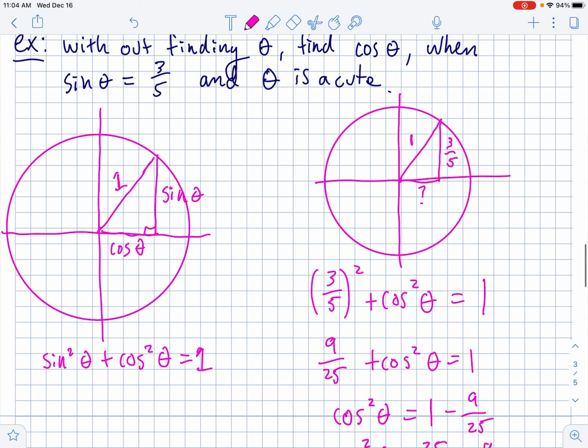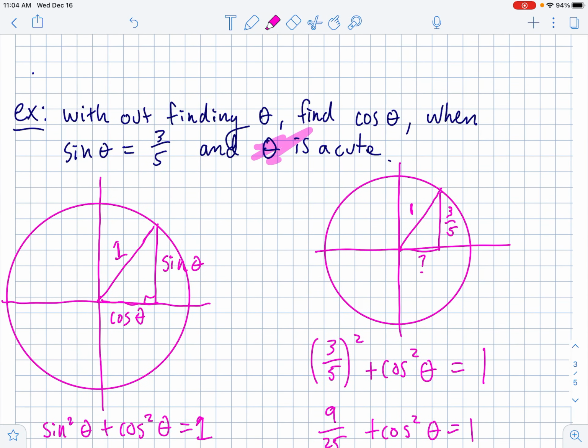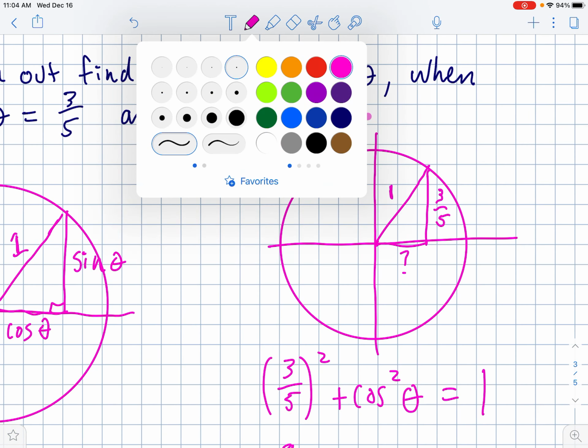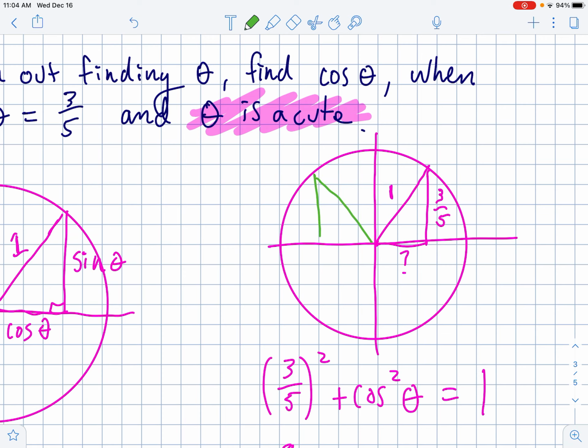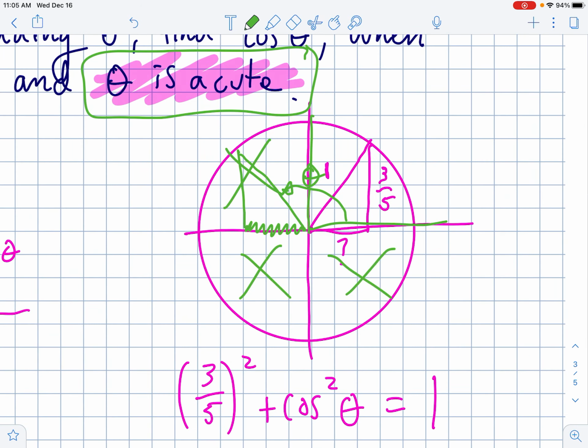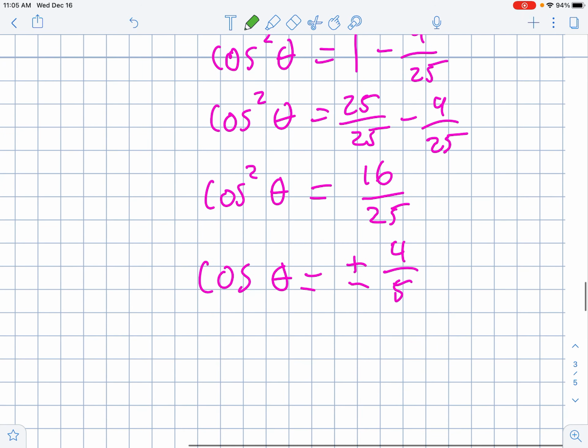Now, I did the plus or minus because we square rooted, and you always have to do that. But it says theta is acute, which means that cosine cannot be negative, because for cosine to be negative, it would have to be somewhere over here in quadrant 2 or 3, where cosines are negative bases. But that would mean it would be an obtuse theta, and it says theta has to be acute. So if theta is acute, we're only working in quadrant 1. We don't care about these quadrants, which means I get to toss the negative and say that cosine theta is equal to 4/5.